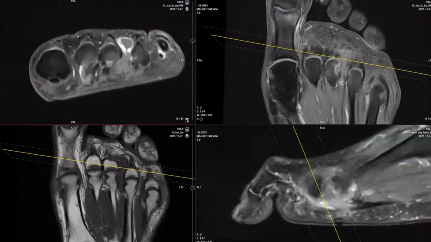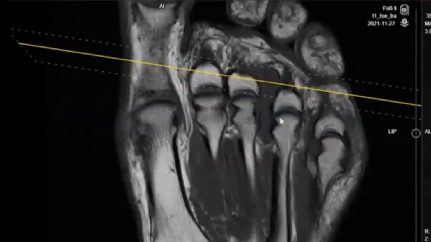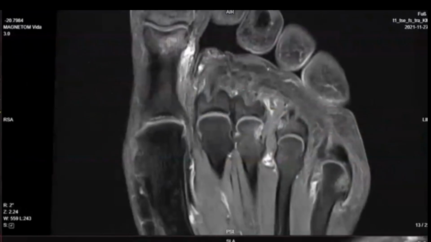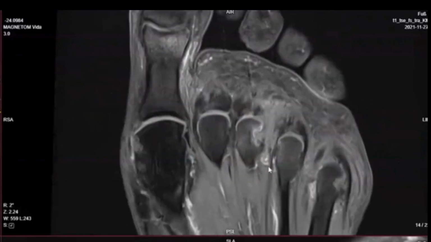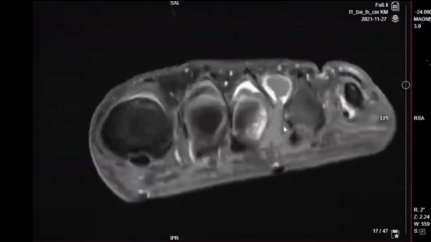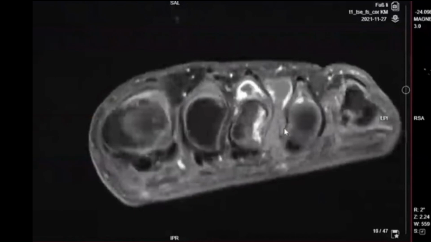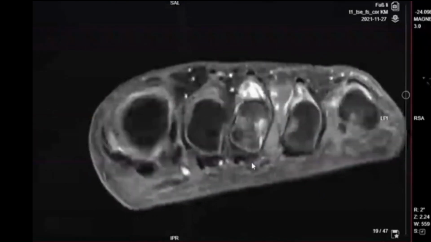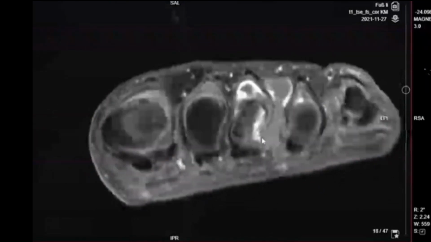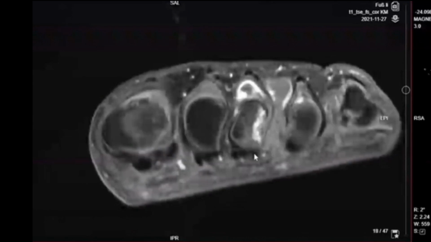So let's take a look at an unusual case where we have a very large interdigital nerve. We can see there's inflammation surrounding this region, as seen here in the intermetatarsal bursa. When we look at its relationship to the plantar plate, we can see that there is an associated plantar plate tear at the lateral aspect of the third.